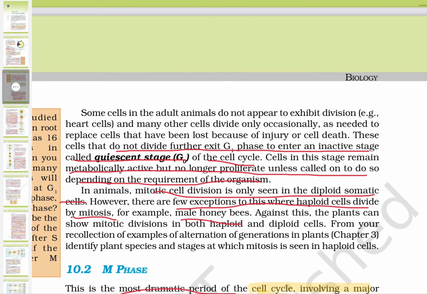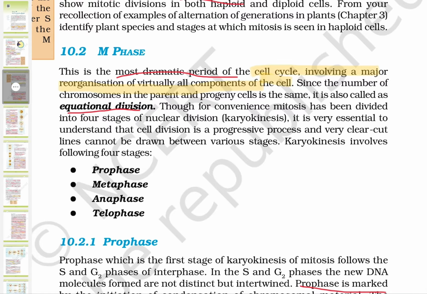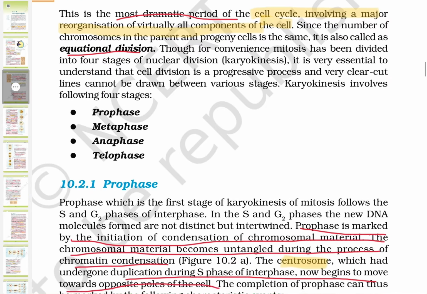Mitotic cell division, we generally see only in diploid somatic cells, but there are a few exceptions where haploid cells also divide, like the male honeybees. And let's talk about the M phase. Now this is the most dramatic period. Why is it the most dramatic period of the cell cycle? Because it involves major reorganization of virtually all components of the cell, and the number of chromosomes in the parent and the progeny remains the same, so it's an equational division.